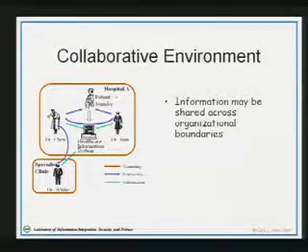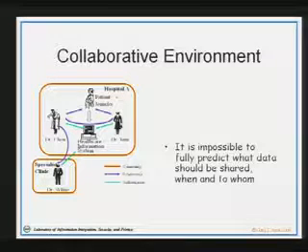When you look at this example, information may be shared across organizational boundaries. That means each organization might have different access control policies. How can your delegation be enforced or specified in different organizations? Also, it's impossible to fully predict what data should be shared, and when, and to whom. So it's very difficult to determine the future of information sharing. This is another challenging issue.